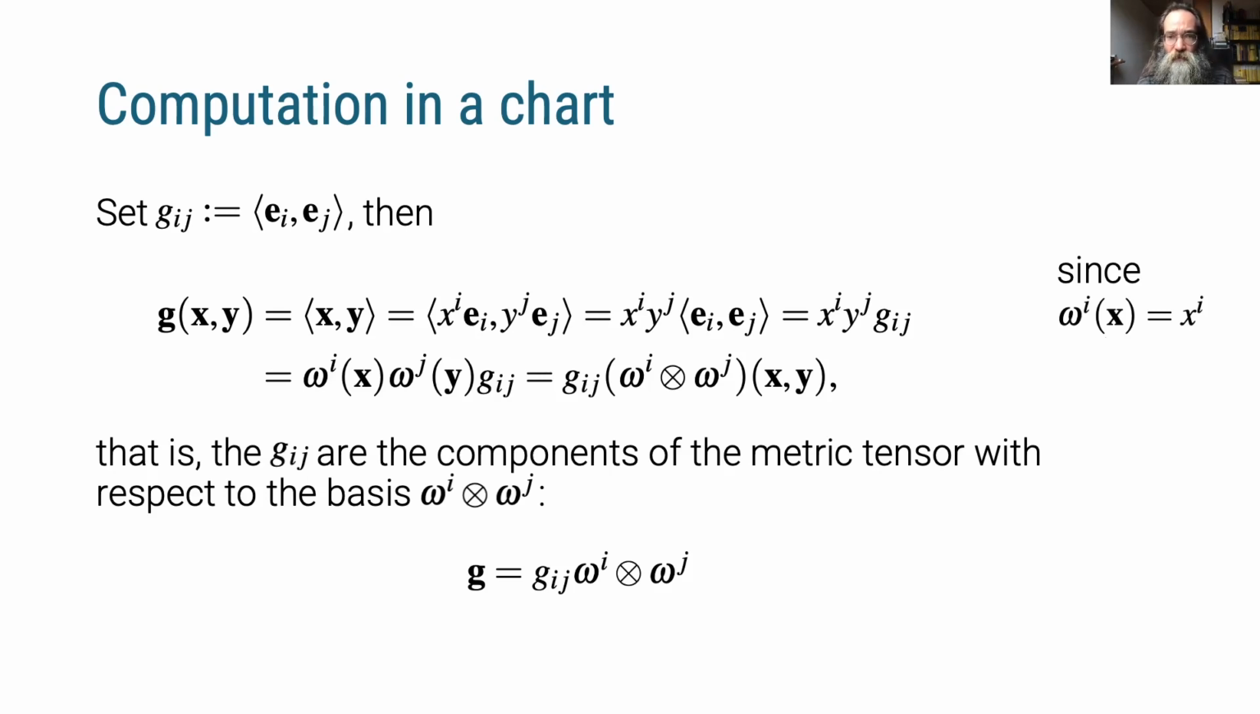But then, since we know that we also have a dual basis to our original basis, meaning covectors that take an element of the tangent space, an arbitrary x, and just read off their components.